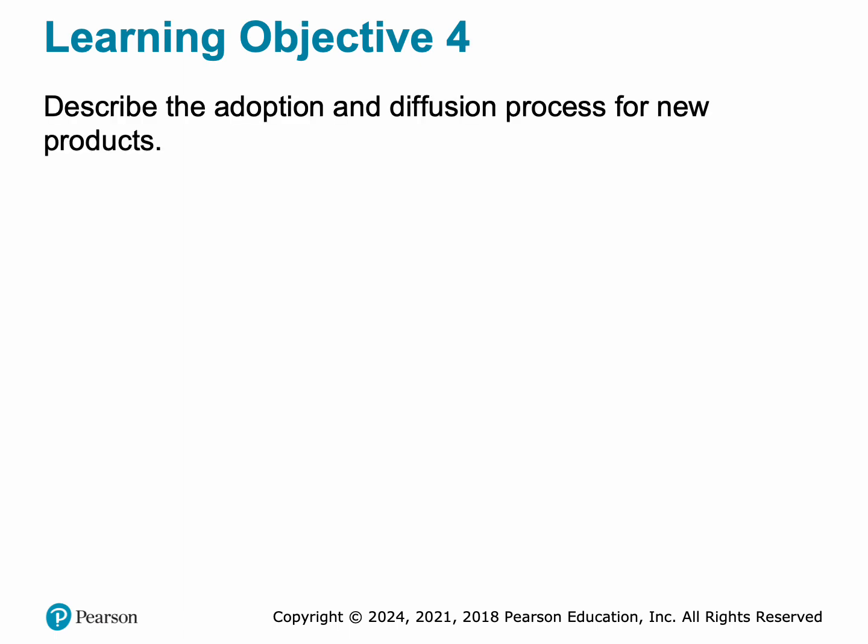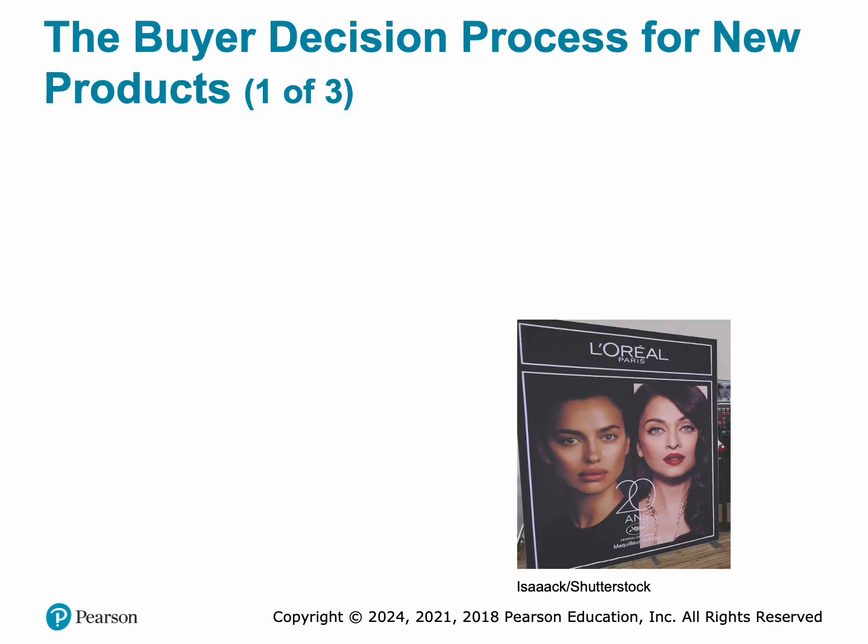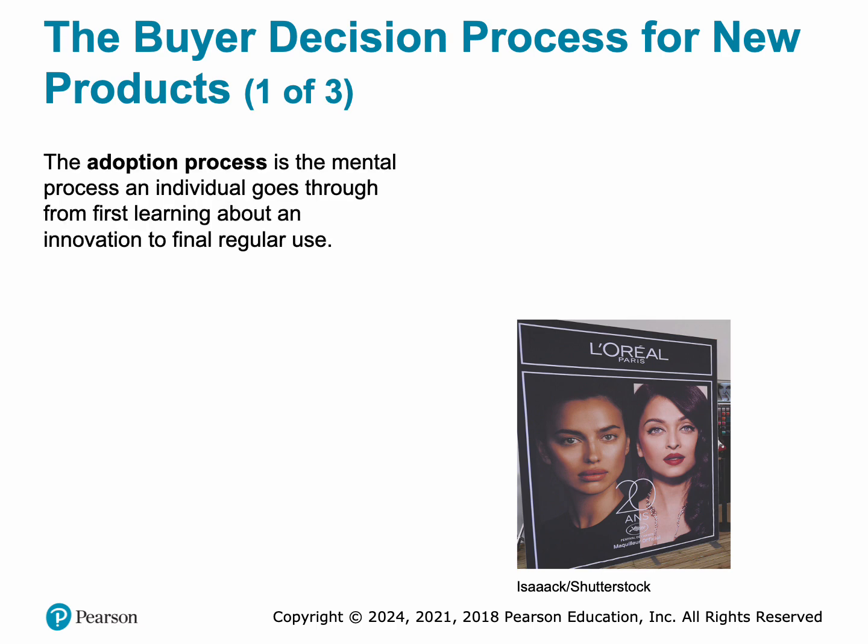So let's describe the adoption and diffusion process for new products. If we think about a new product, it's a good or service or idea that is perceived by some potential customer as new. The adoption process is this mental process individuals go through from learning about an innovation to final regular use.